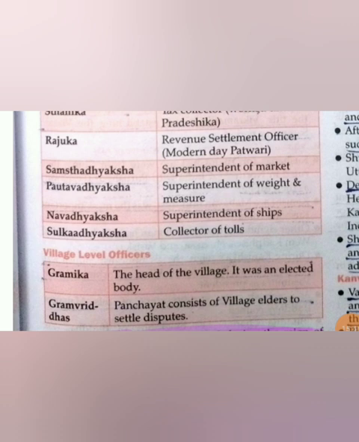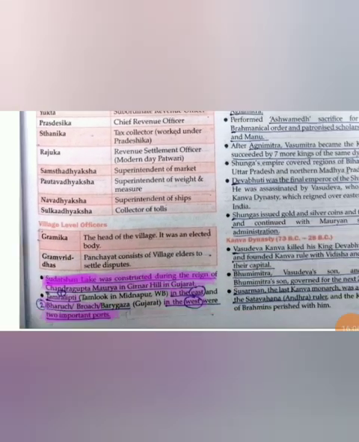Now, two important ports of that time were Tamralipti in the east, in present day West Bengal area, and Bharuch, or we can say Broach, in the west, in the Gujarat region, where we have Gujarat nowadays. There was a port Bharuch, and Tamralipti in the east. These two important ports are there.